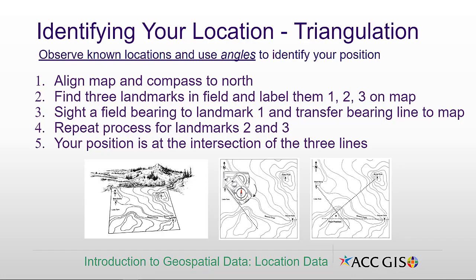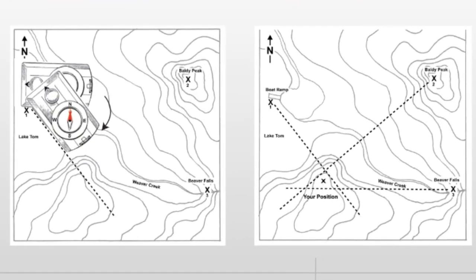And you can transfer that from the compass, lay it on your map, and then draw a straight line from, in this case, the boat ramp towards the bottom of the map where you know you're generally located. You'll repeat this process for landmarks 2 and 3, and that results in not just intersecting lines, but 3 intersecting lines that create a smallish triangle. It's within that smallish triangle that your position is located.